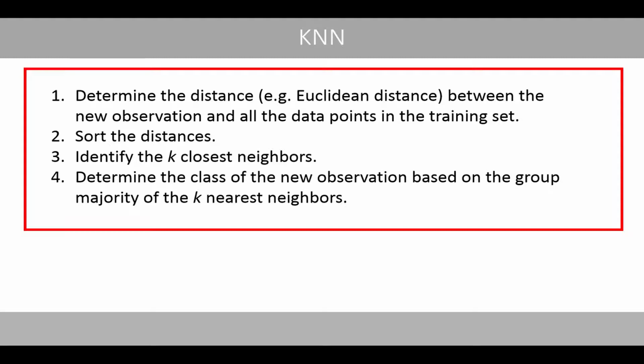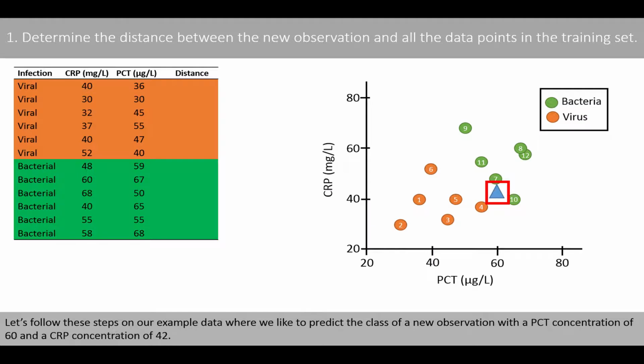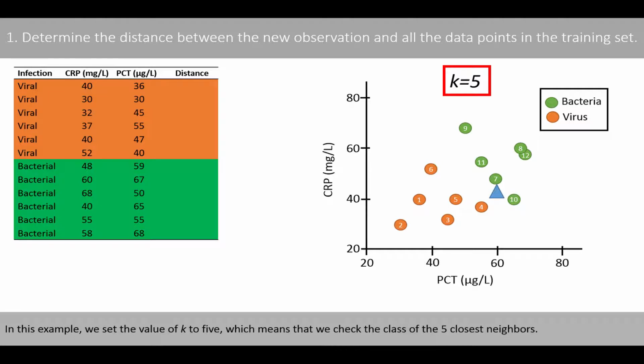Let's follow these steps on our example data, where we would like to predict the class of a new observation with a PCT concentration of 60 and a CRP concentration of 42. In this example, we set the value of K to 5, which means that we check the class of the 5 closest neighbors.